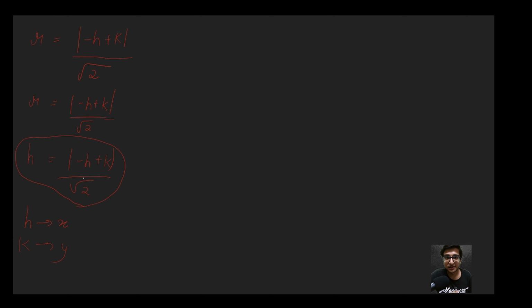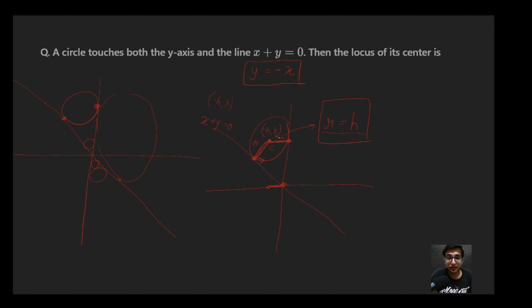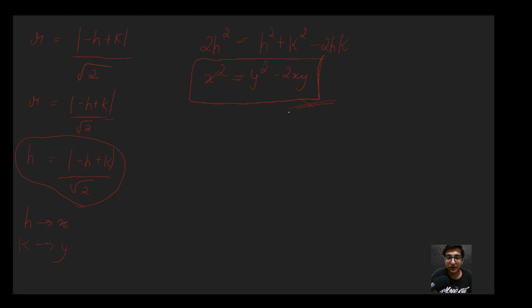So let us just simplify this so that we can remove the mod. Let us square both the sides. We would get 2h square is equals to h square plus k square minus 2hk. And from here, if I replace h and k with x and y, we would get x square equal to y square minus 2xy. So this is our equation of the circle that we found out. Sorry, the locus of the centers that would touch both the y-axis and the line x plus y is equals to 0. So this is our answer.